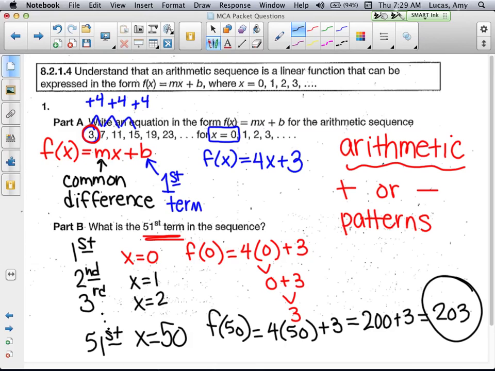203. So the 51st term, because I do not want to keep writing these numbers out until I get to the 51st term in the sequence. That's going to take me forever. It's much quicker to use that rule. The danger, though, of course, is thinking that the 51st term you're going to plug in 51. And that isn't going to work with the way that this benchmark is written, because it says where x equals 0, 1, 2, 3, and so on, not where x equals 1, 2, 3. So be careful.